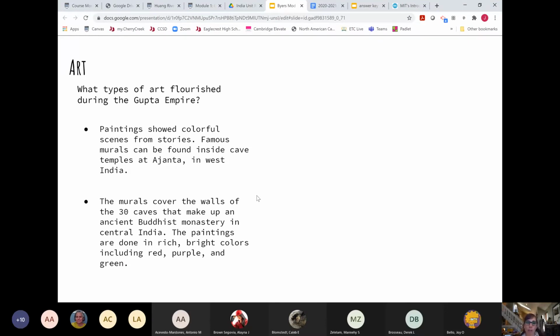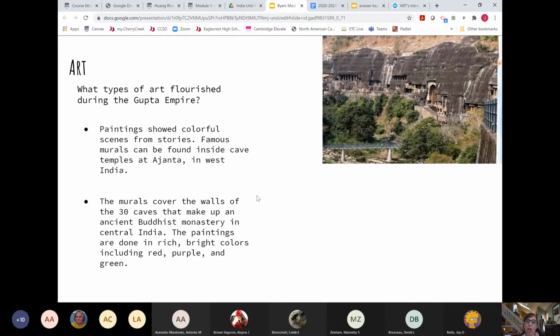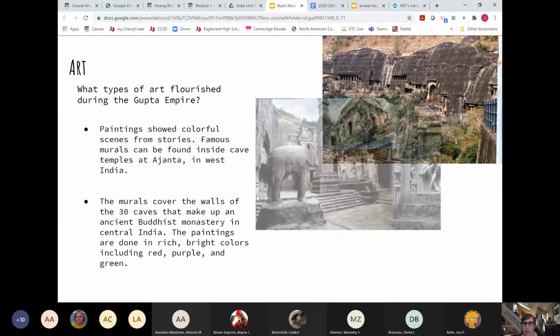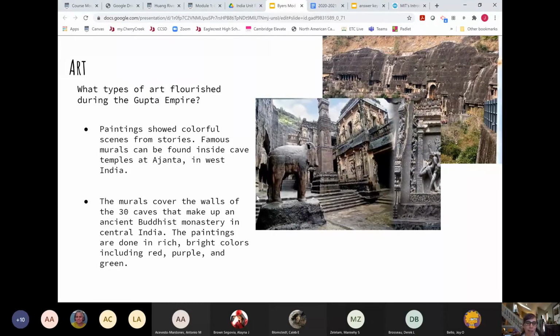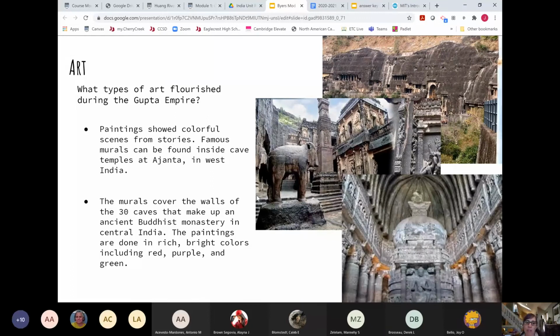Okay, other types of art. This is something that I think is particularly cool. It sort of makes me just feel like adventure, like Indiana Jones or something. There are paintings that have just really colorful themes, just lots and lots of paintings inside of caves. And these are temples that were carved into natural cliffs and caves. So here's a picture of them over here, and here's a picture of some of the temples. I love that elephant. That elephant is really cool. The murals cover the walls of 30 caves of this Buddhist monastery in central India.